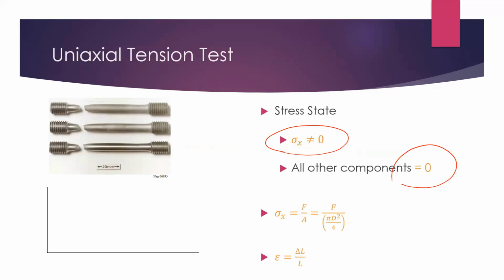And to calculate the normal stress, we take that force that's applied and divide by the area of the specimen. For a standard specimen, that would be pi d squared over 4 because it's a round cross-section. And to calculate the axial strain, the normal strain, we have the change in length divided by the initial length.